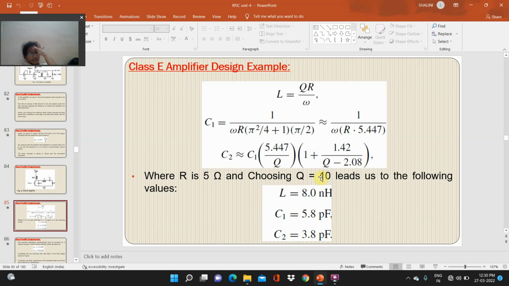Class C amplifier design. L is equal to QR by omega, C1 is equal to 1 by omega R times the expression involving pi squared, and C2 is approximately equal to C1 times 5.447 by Q, divided by 1 plus 1.42 by Q minus 2.08, where R is 5 ohms. Choosing Q equal to 10 leads us to the following values: L, C1 and C2, these values.